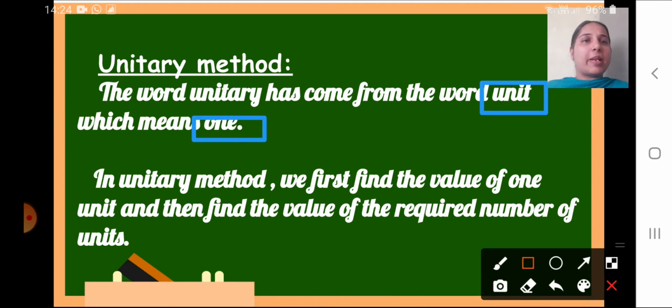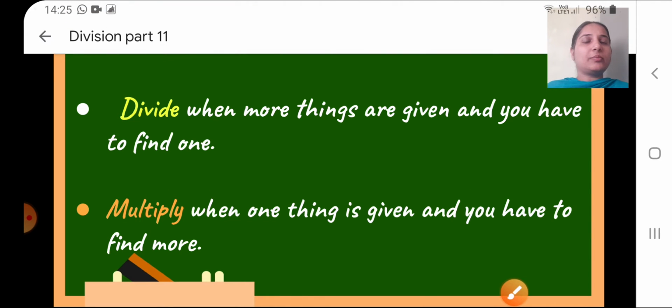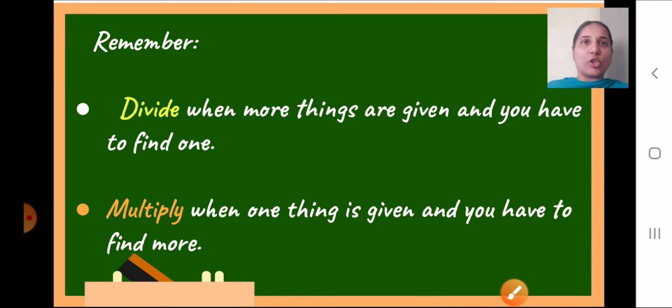Now in unitary method, we first find the value of one unit and then find the value of the required number of units. So when we are doing the unitary method, first we find the value of one unit and then we find the value of the more units or the required number of units. That you will understand when we'll solve the questions.